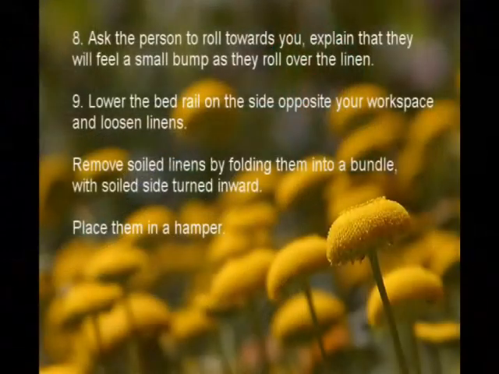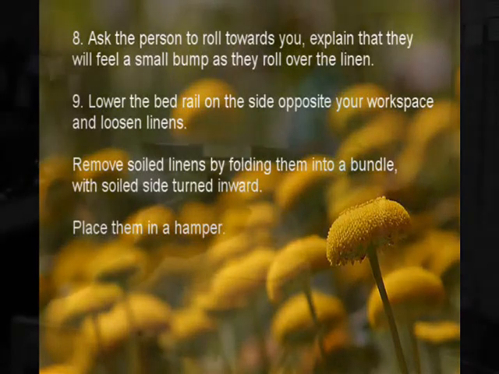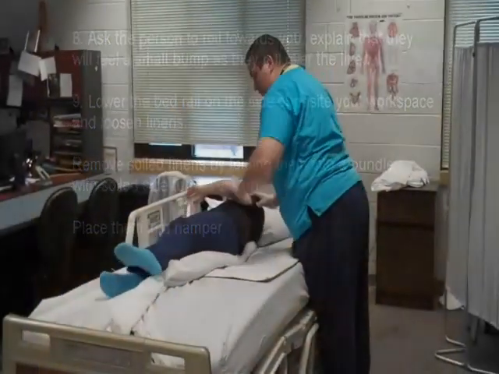Ask the patient to roll towards you and remain positioned on their side facing you. Explain that the patient will feel a bump as he or she rolls over the center of the bed. Raise the bed rail on your side of the bed and lower the opposite side's bed rail. Then loosen the linens and remove them by folding them into a bundle with the soiled side facing inward. Place them in a hamper.